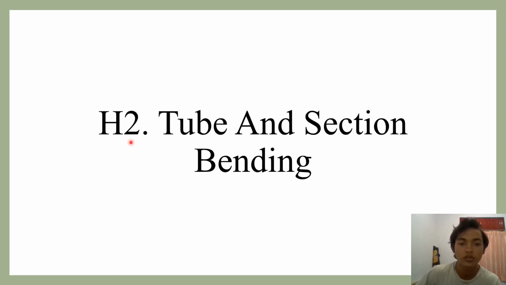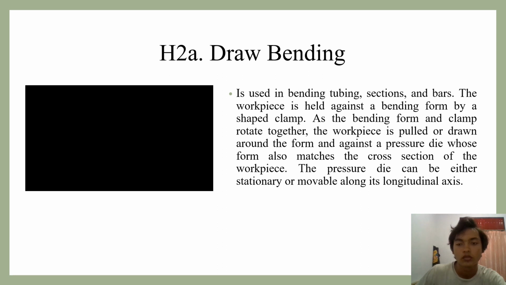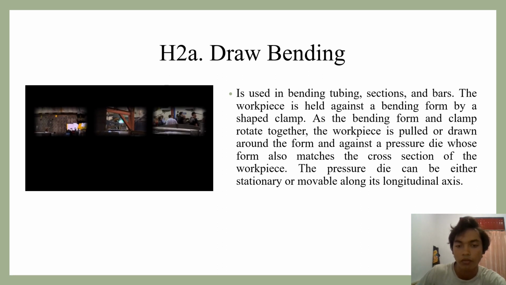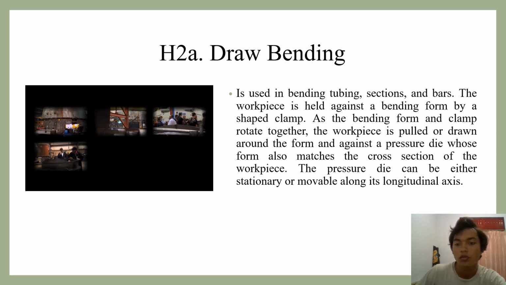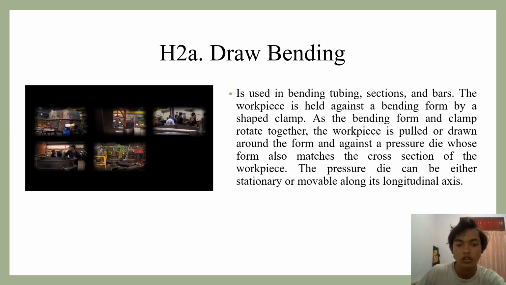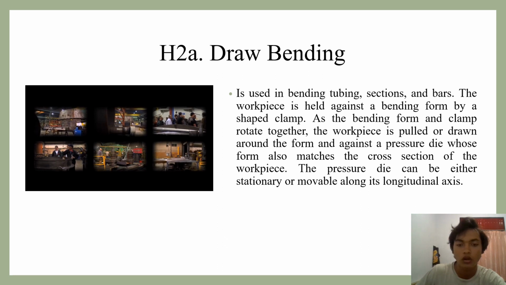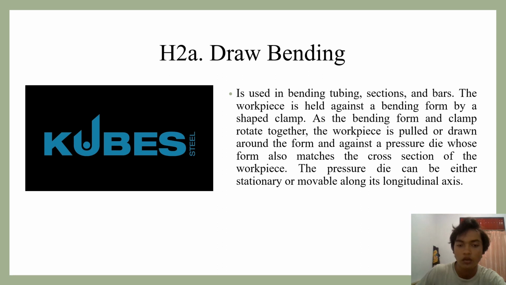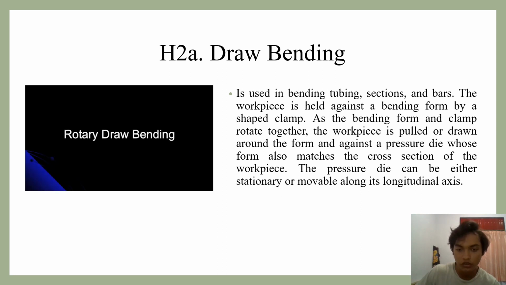Next, the H2, tube and section bending. The workpiece is held against the bending form by a clamp die. As the bending form and clamp rotate together, the workpiece is pulled or drawn around the form and a gauge, a pressure die whose form also meets the cross section of the workpiece. The pressure die can be either stationary or movable. So another form of bending is rotary draw bending.